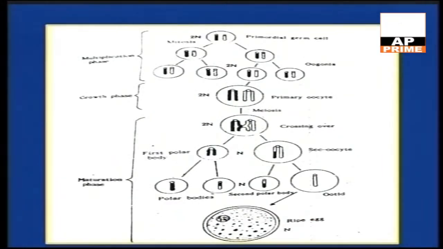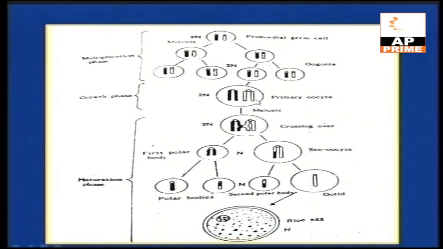In the female reproductive organ, that is the ovary, there are primordial germ cells. These primordial germ cells give rise to millions of primary oogonial cells. A minimum of 50,000 cells will be formed in the ovary. These cells are involved in the growth phase, and they grow in size and synthesize more proteins and other nutritive materials for the developing embryo, and they form the primary oocyte cells.